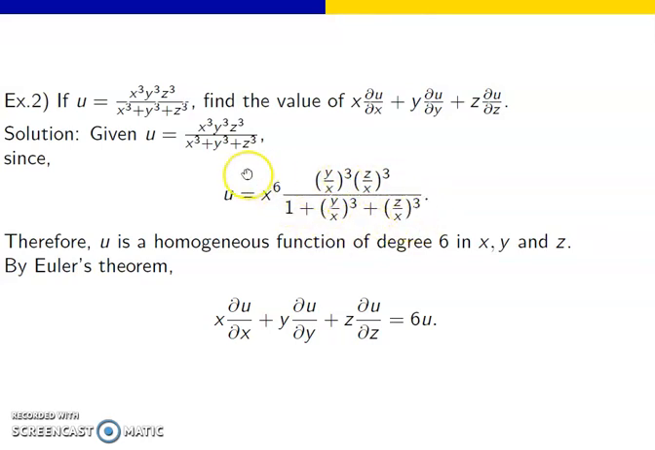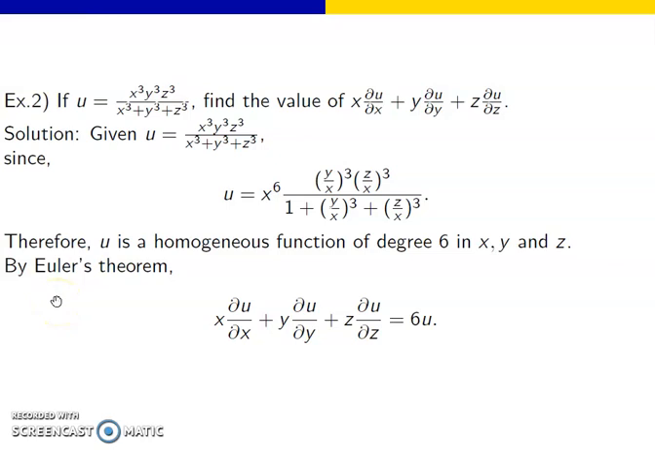So there will be no change. This is the same thing. If I multiply the numerator by x cube, we will get the same answer. So this is an alternate representation of the function. It clearly states that this is a homogeneous function with degree 6. Why? Because the power of x is 6. Therefore, u is a homogeneous function of degree 6 in x, y and z.